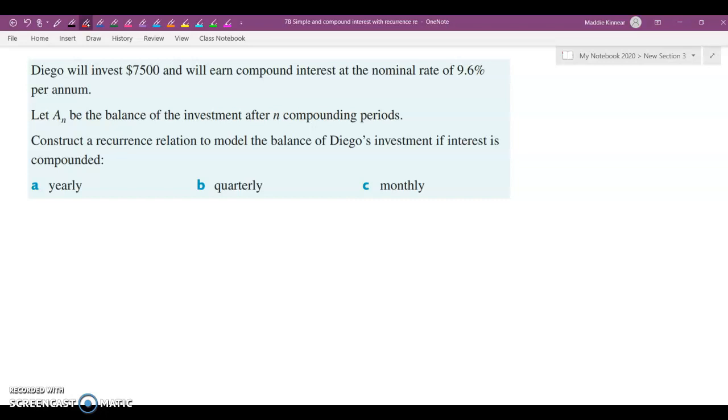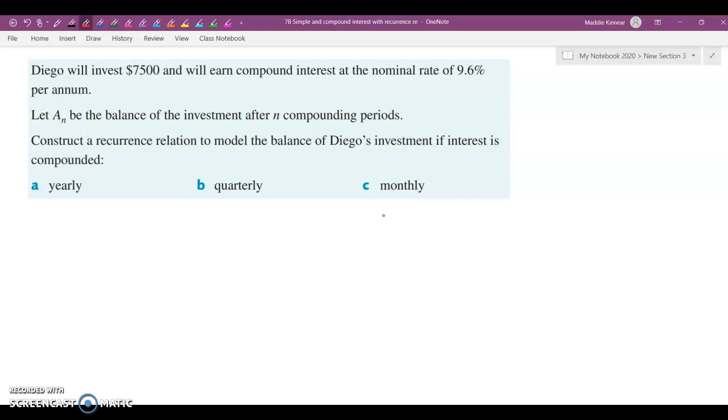When the compounding period is yearly, AN will represent years, so A1 would be 1 year, A2 would be 2 years, A3 would be 3 years. But when we change that to quarters or months, for example, if it was months, A1 would be after 1 month, A2 would be after 2 months. So you would have to go all the way to A12 to see what would happen after a year. Just be aware that when we change our compounding period, what the value AN represents changes.